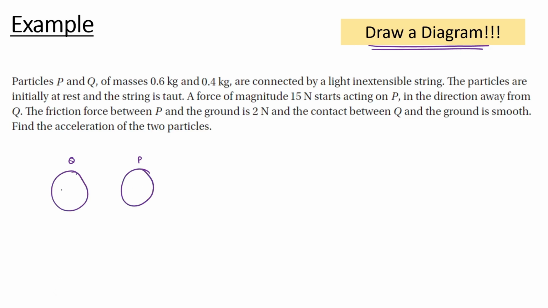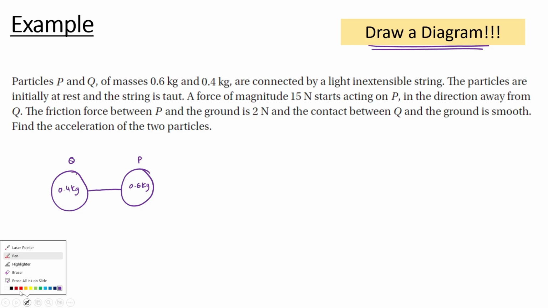I've got my two particles here. Q has a mass of 0.4 kilograms and P has a mass of 0.6 kilograms. And I've got a string that is taut, so it's not elastic, it's not dangling, it's perfectly straight.